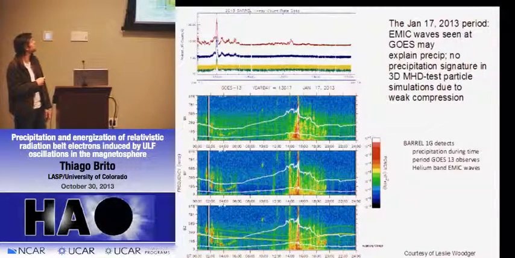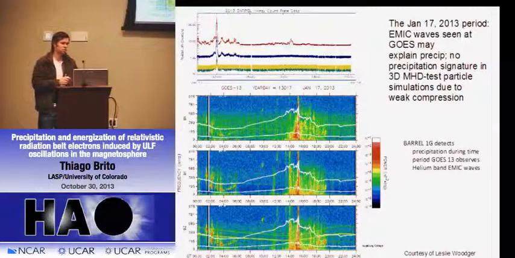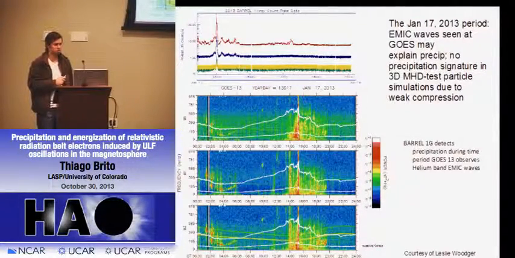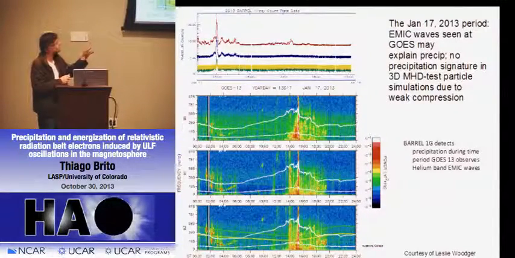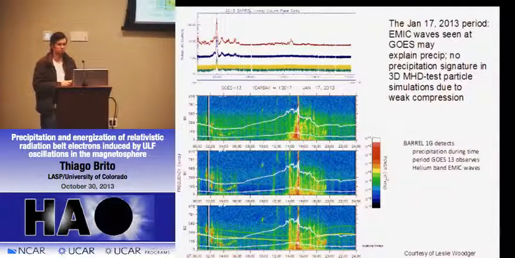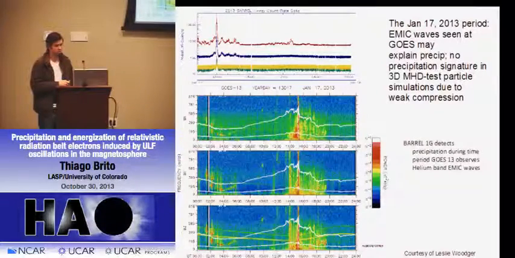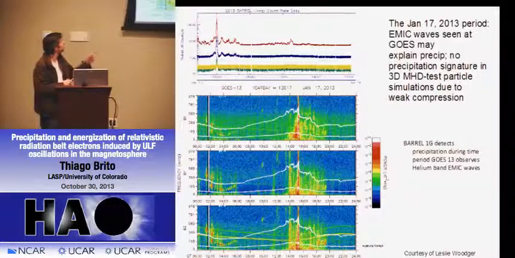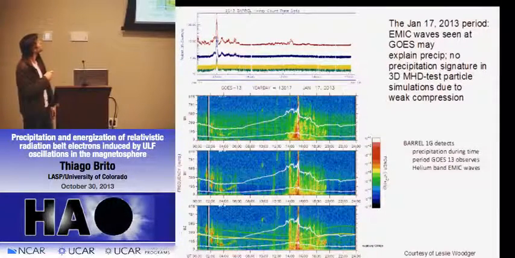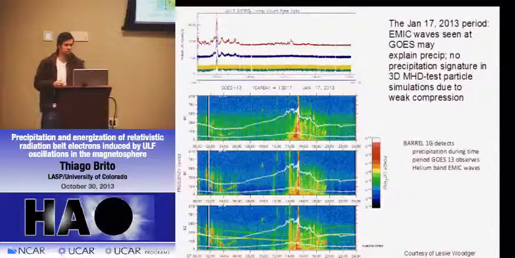Another explanation is, of course, EMIC waves or other high frequency waves that can scatter the particles in pitch angle and drive them immediately into the loss cone, which LFM does not have. LFM does not have any of these high frequency modes. There's a time constraint there, and so it's not able to pick up all these waves in the Hertz frequency range. And so these are observations from GOES showing that during this time in January of this year, there was some EMIC activity. So the hypothesis is that the ULF waves can be modulating the EMIC waves, which can be scattering the particles in pitch angle.